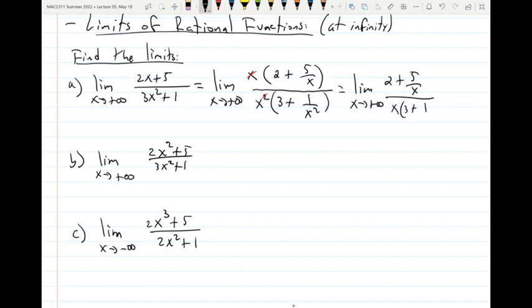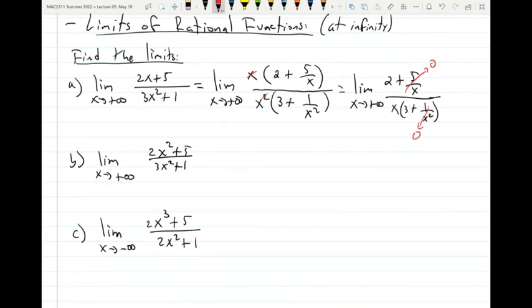x times 3 plus 1 over x squared. Okay, so what is this limit? What happens in the top? Let's see, we see a bunch of little fractions, right? So let's analyze those. So 5 over x, what happens to that one? It goes to 0. 1 over x squared, what happens to this one? It goes to 0 as well.